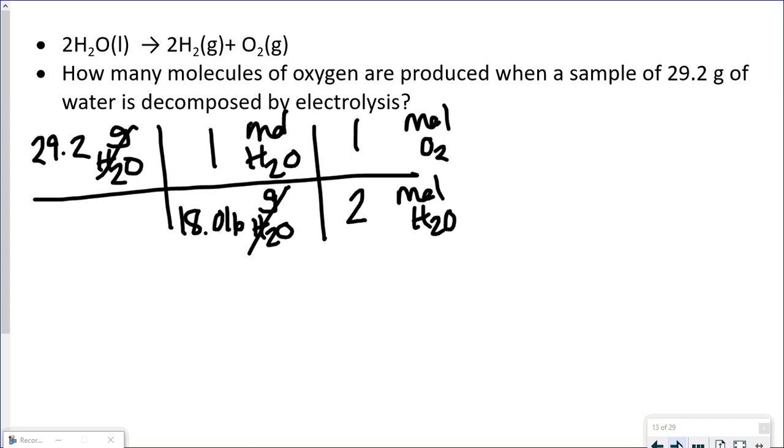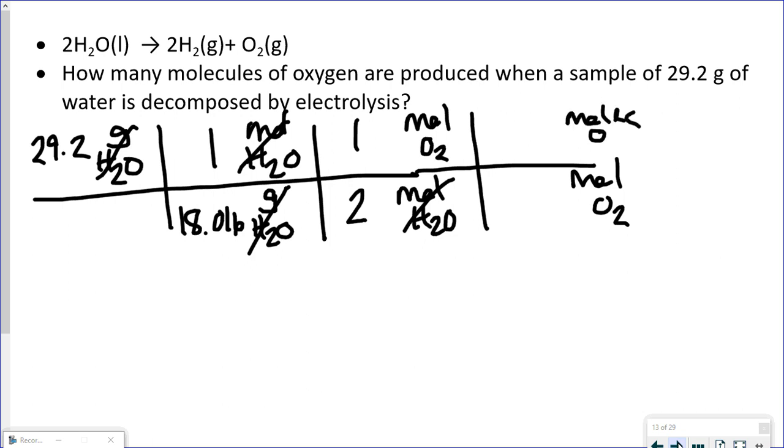That cancels out moles of water, leaving us with moles of oxygen, but we're looking for molecules, so we need to do one additional step. We no longer need moles of oxygen, so it's going to go down to the bottom. And remember, molecules is a type of particle. So 1 mole is equal to 6.02 times 10 to the 23rd particles. That cancels out moles of oxygen, and now we have molecules, so we're ready to put this in the calculator.